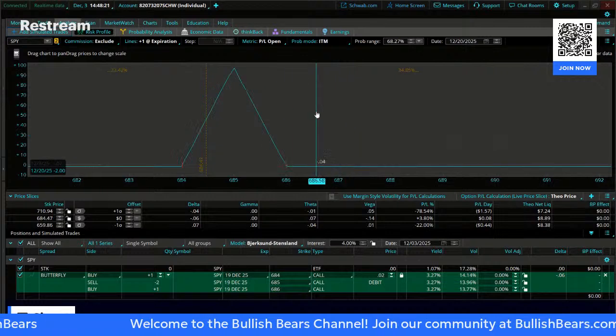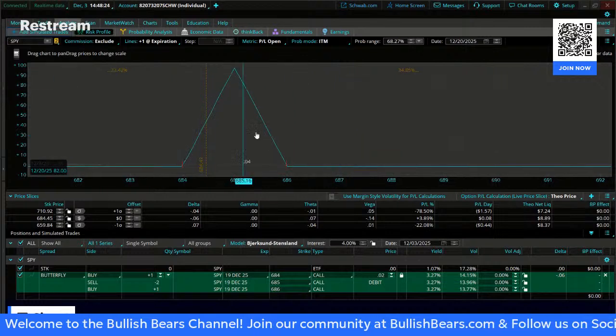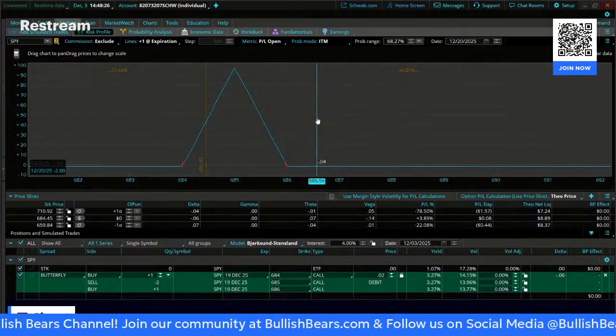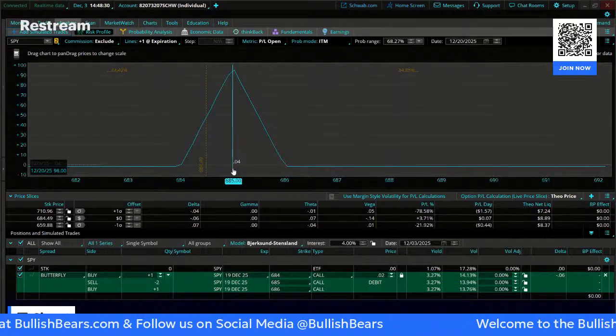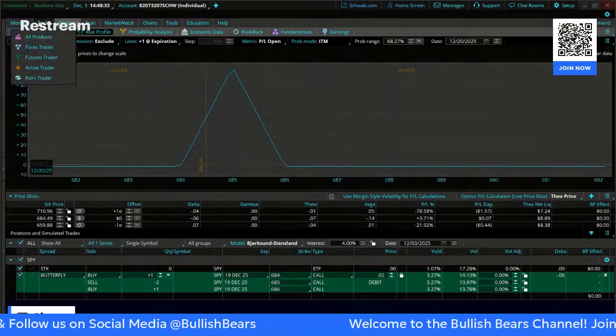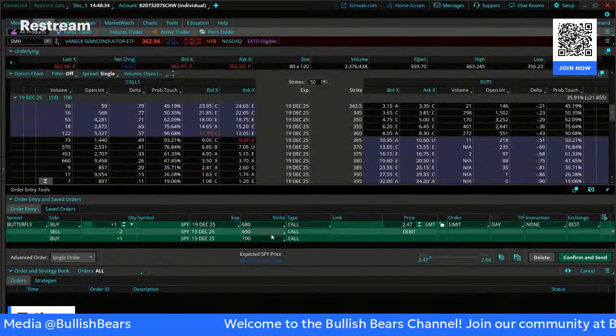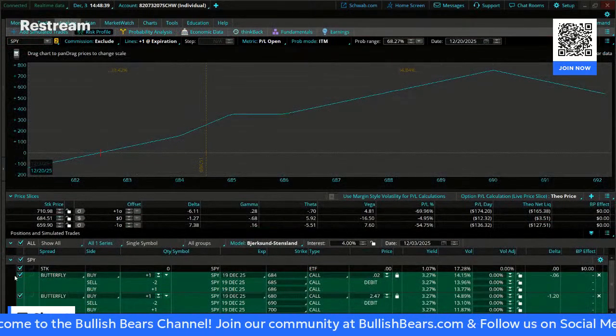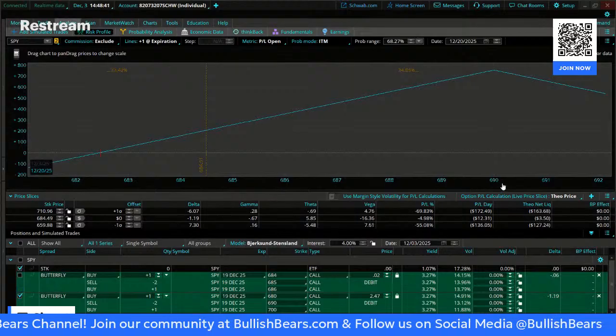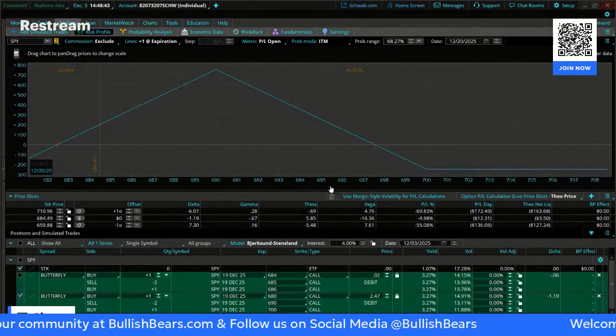But what if we change the shape of the butterfly? What if it doesn't have to look like this? I'm going to put that bigger butterfly in here that we built, this one. Let's send that over to the Analyze tab and we'll hide this butterfly. So now we've got this beast here.